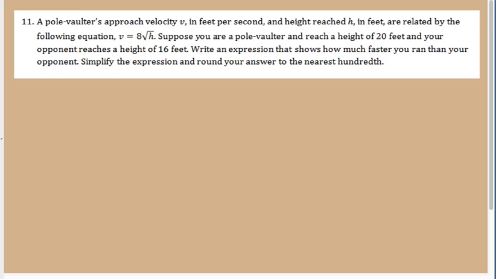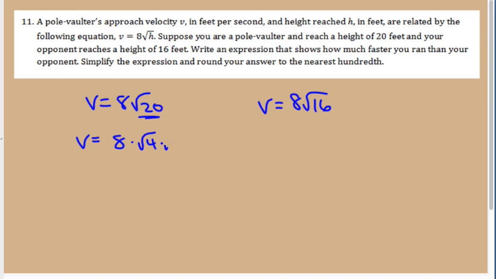So your velocity, you hit 20 feet. Your opponent hit 16 feet, sorry. Compare these two guys. So 20 can be broken up into square root of 4 times square root of 5. So that's going to be 16 square root of 5. All right. If I want to do an actual calculation, that's fine. I can do that. So just throw it into a calculator.